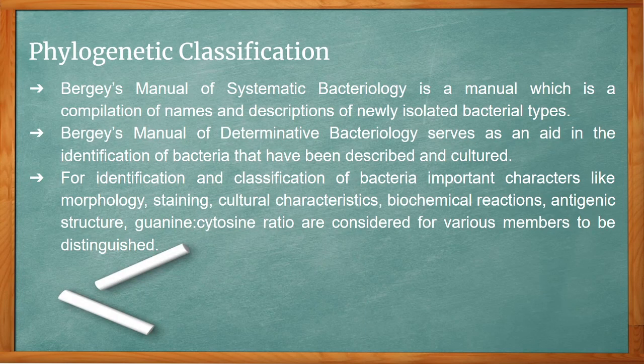Bergey's Manual of Systematic Bacteriology is a manual which is a compilation of names and descriptions of newly isolated bacterial types. Bergey's Manual of Determinative Bacteriology serves as an aid in the identification of bacteria that have been described and cultured. For identification and classification of bacteria, important characters like morphology, staining, cultural characteristics, biochemical reactions, antigenic structure, and guanine-cytosine ratio are considered for various members to be distinguished.